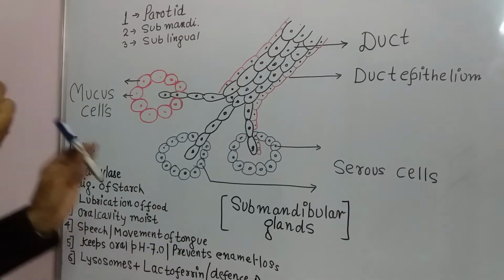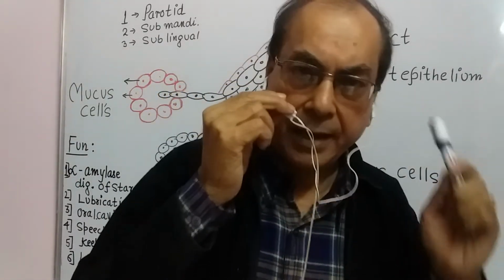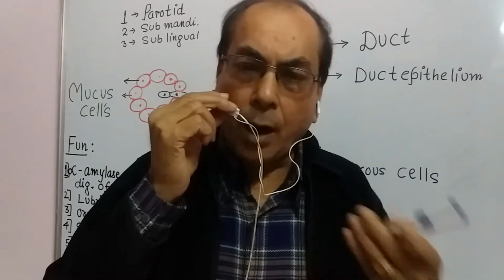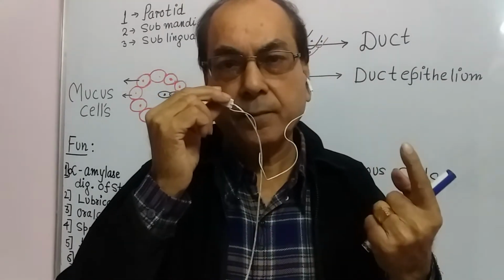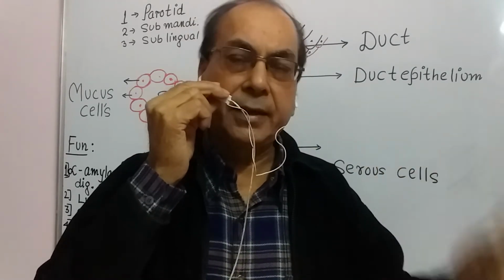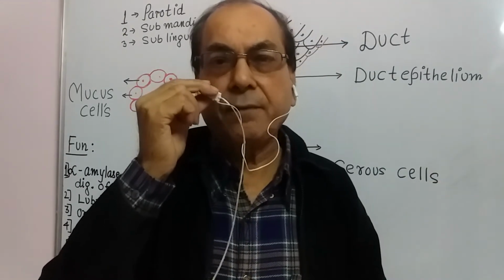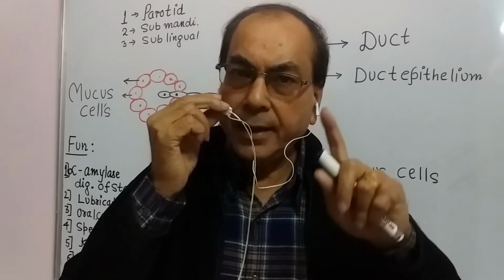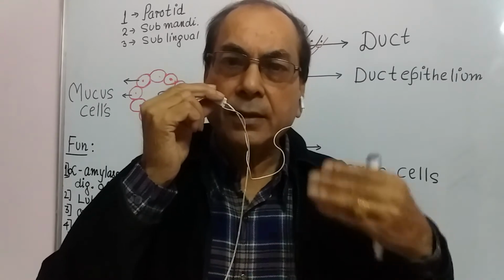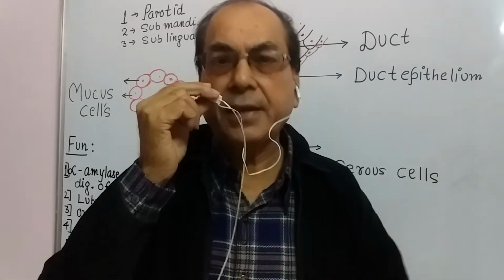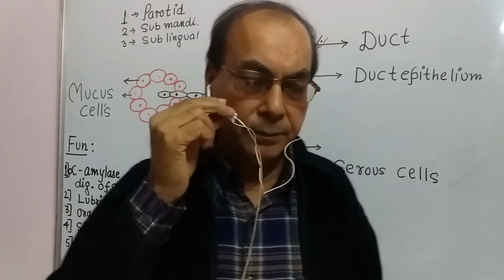Now, the salivary glands secrete saliva. How much saliva is secreted? Approximately 1 liter per day is secreted by the salivary glands. And what is the composition of this saliva? The saliva is a colorless, watery fluid without any smell. It is a slightly sticky fluid which is secreted by these salivary glands.